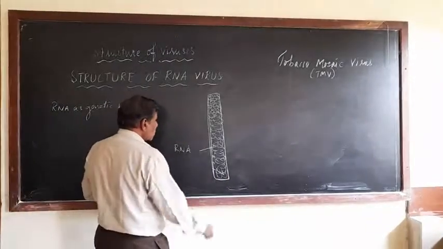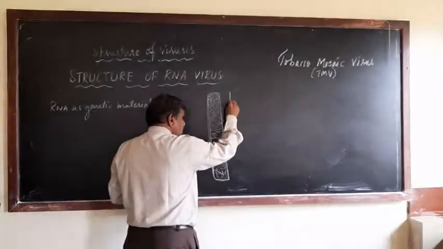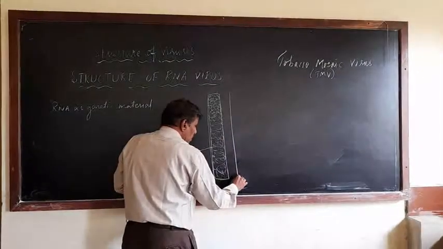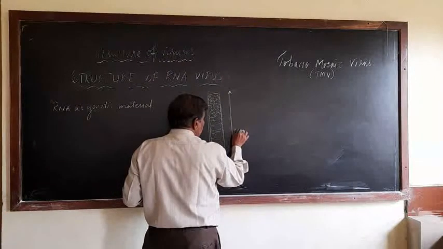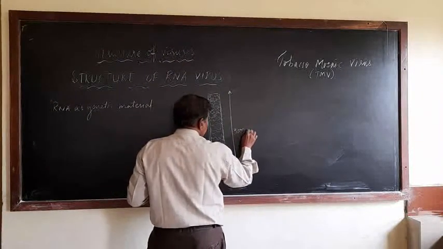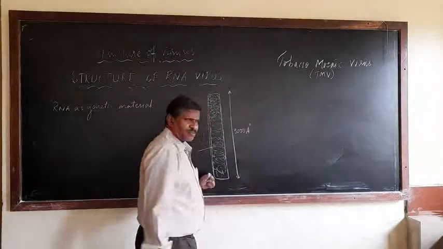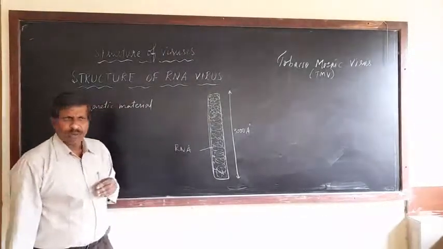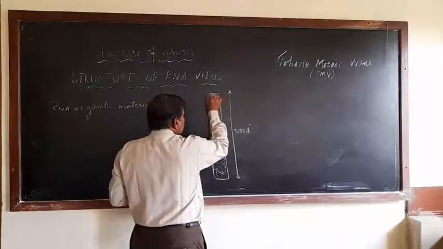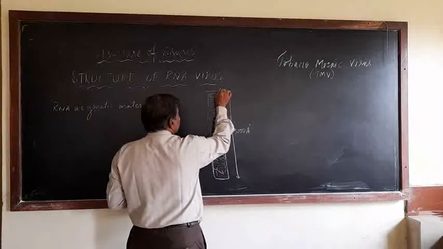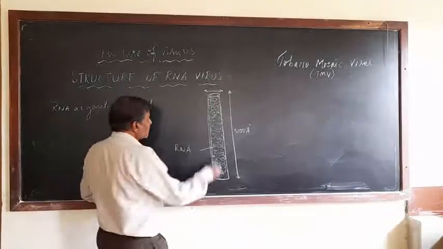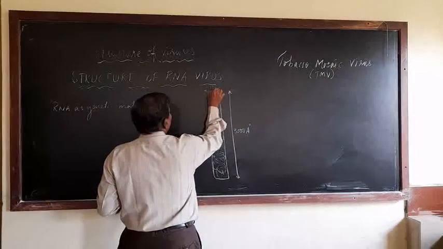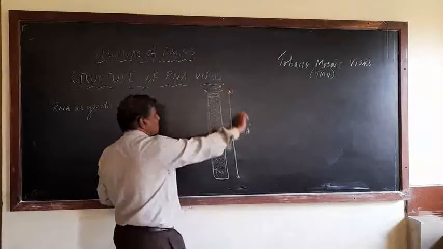Suppose you measure the length of the tobacco mosaic virus. It is around 3000 angstroms. What about the diameter? If you look at the diameter of this tobacco mosaic virus, it is around 180 angstroms.